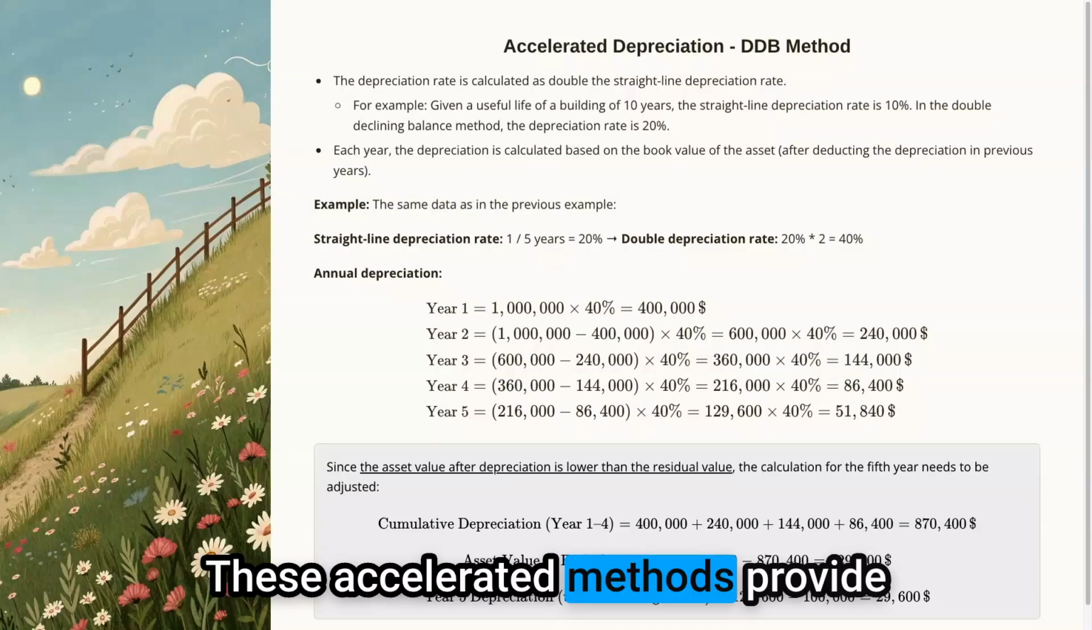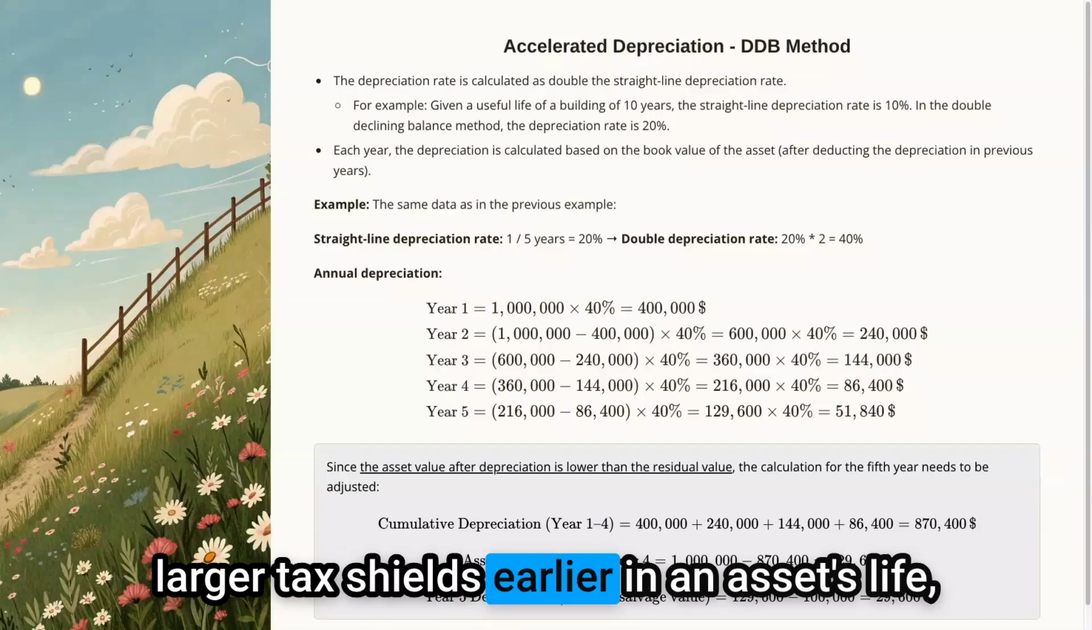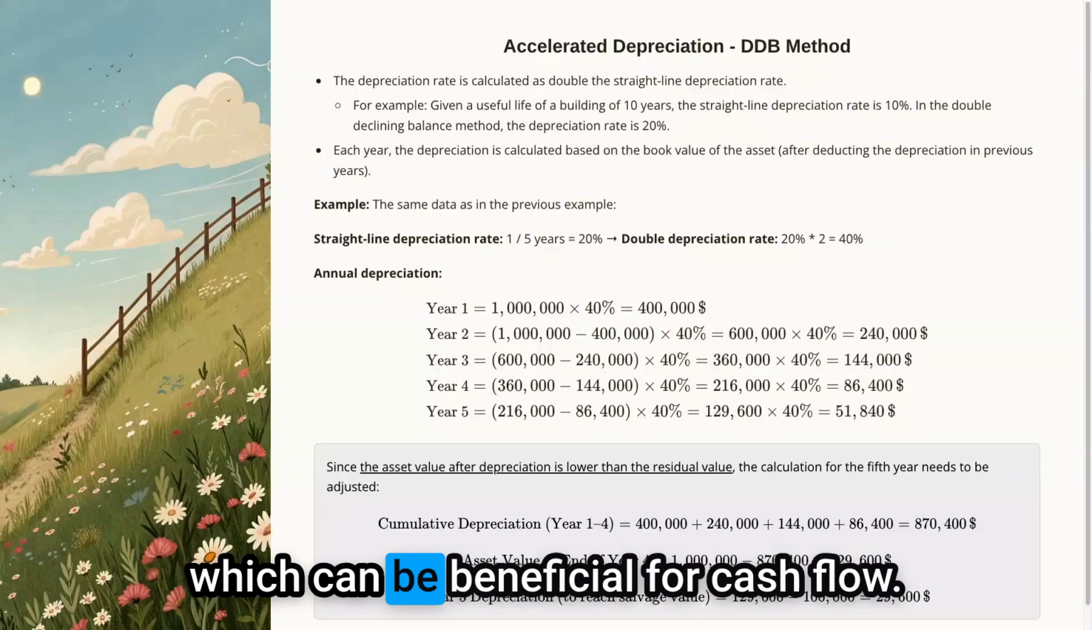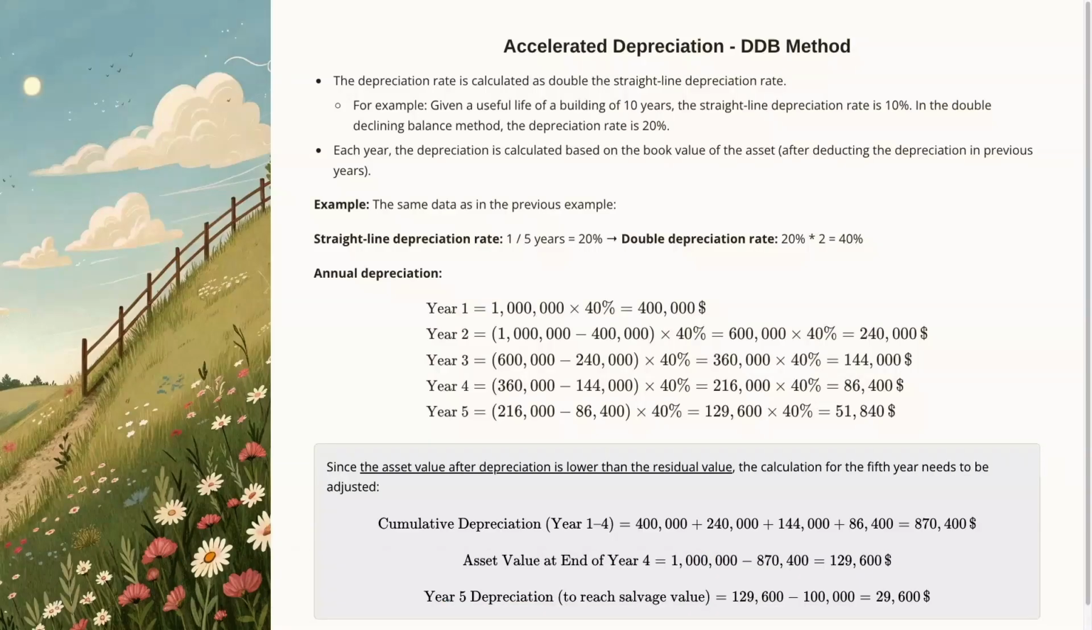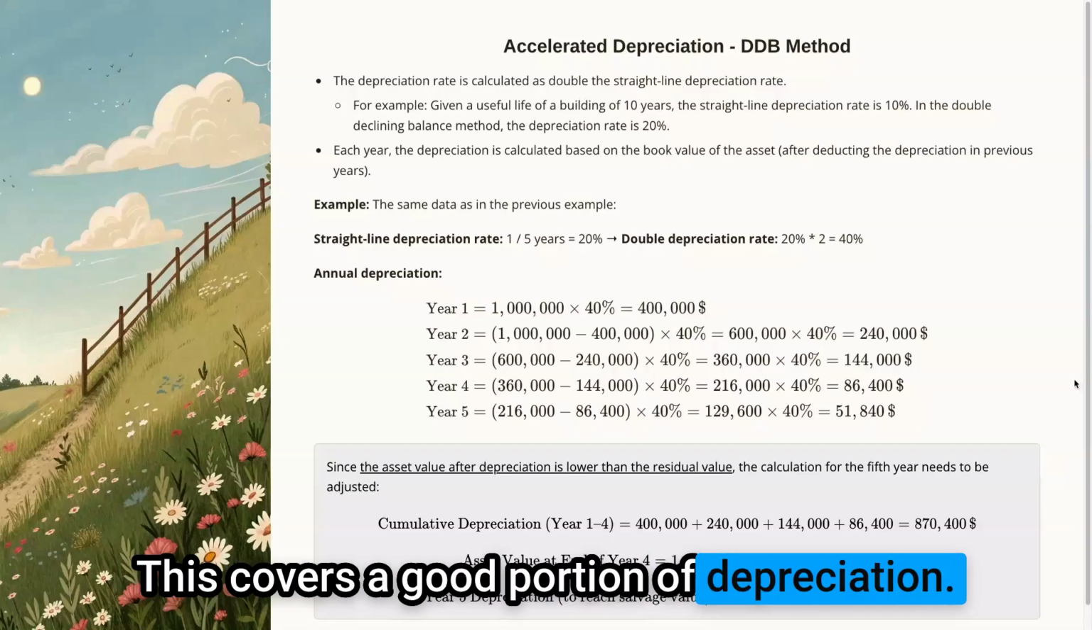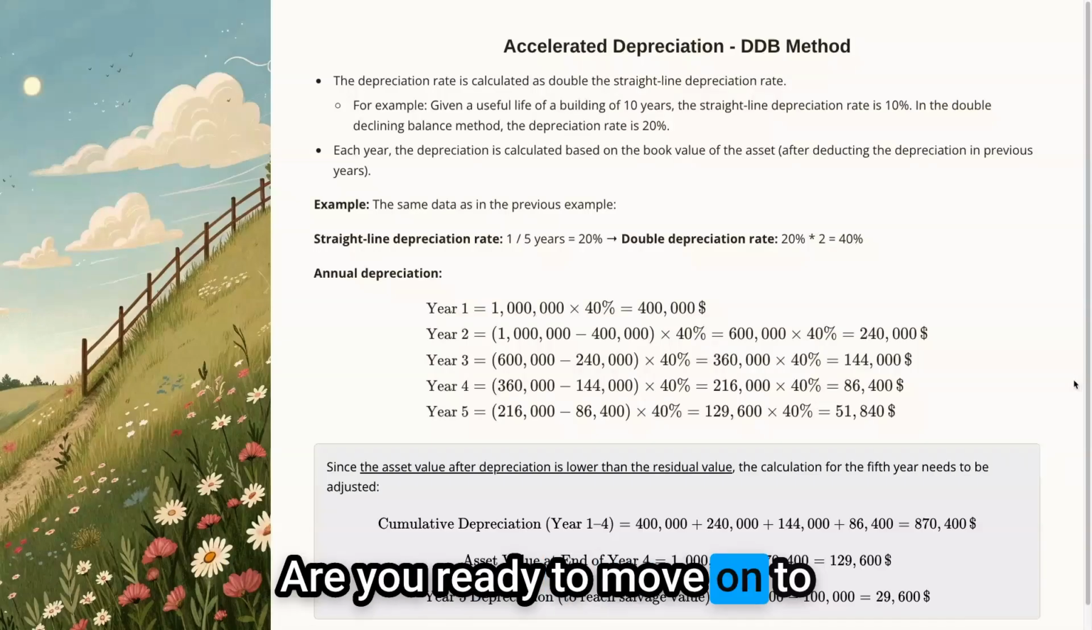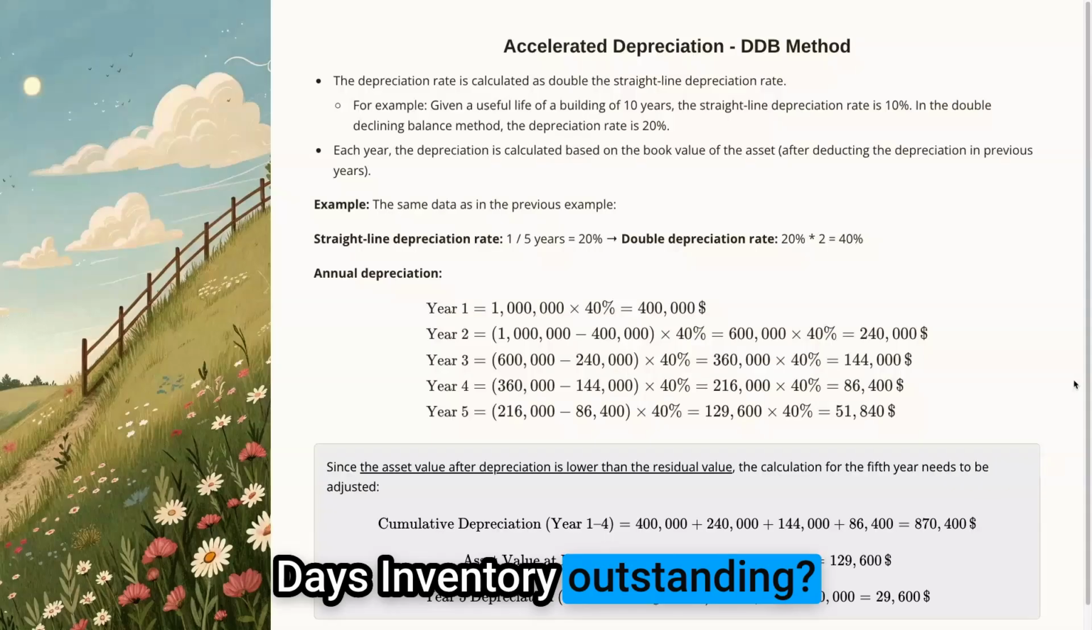These accelerated methods provide larger tax shields earlier in an asset's life, which can be beneficial for cash flow. This covers a good portion of depreciation. Are you ready to move on to days inventory outstanding?